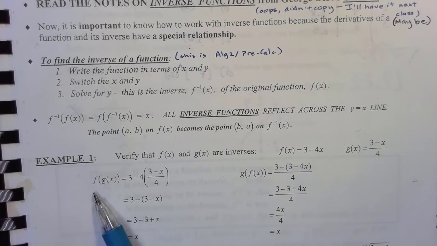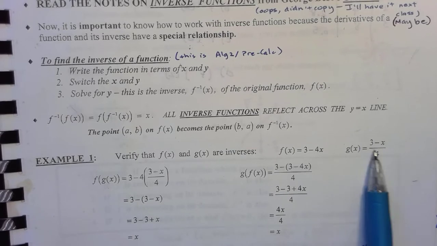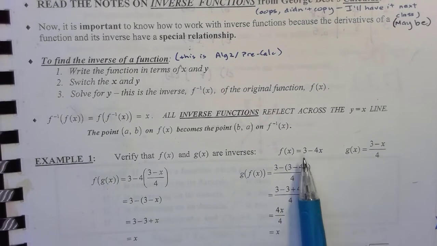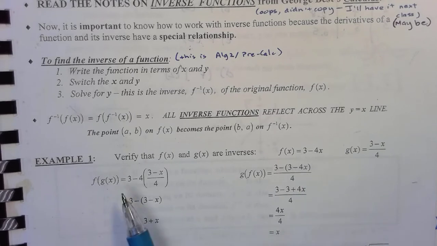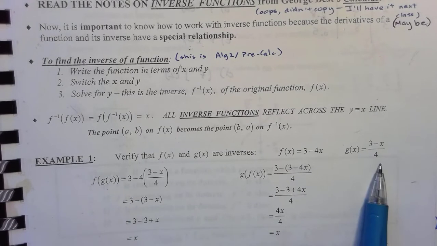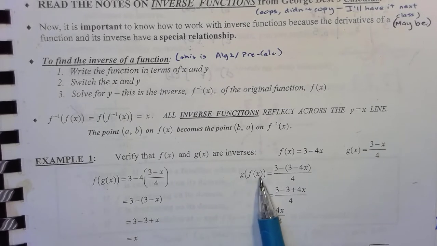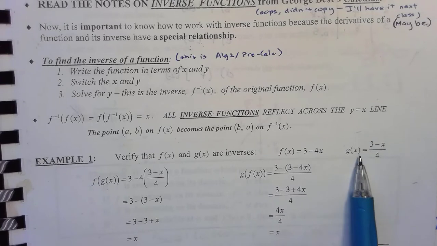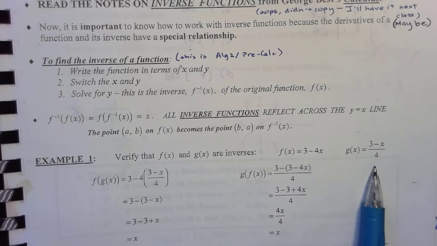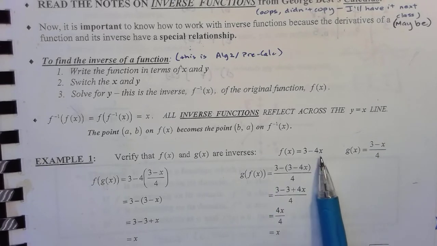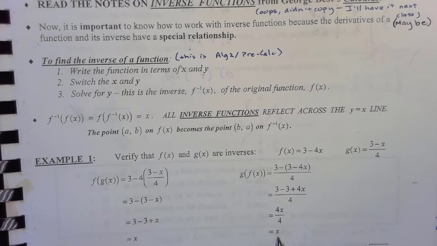So f of g of x, so g of x goes into f. f says 3 minus 4 times something, so 3 minus 4 times g. Do the work, you get x. And g of f of x should give us the same result. g says 3 minus something divided by 4. So 3 minus f divided by 4, do the algebra, and we get x. So that has verified that these two functions are inverses of each other.